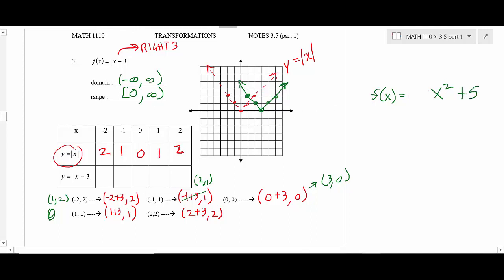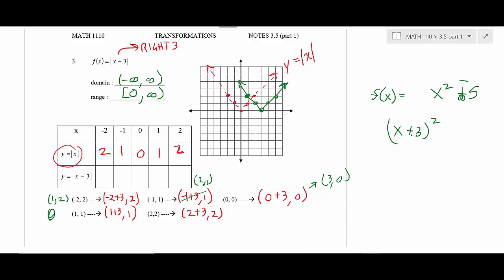Goes up. Up 5. Good. What happens if I do minus 5? Down 5, like that. Now what if I go x minus 3 to the second? Then where does the parabola go? Right 3. Good. What if I have plus 3? Left 3. So it all depends on where the number is. Inside is moving left, right. Outside is moving up, down. That's what you want to get down.